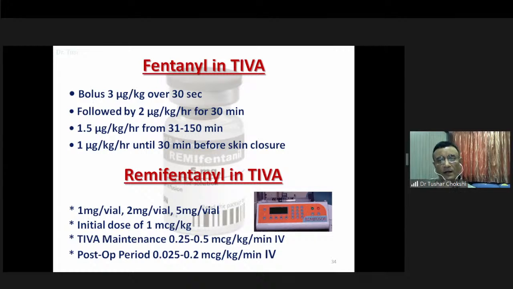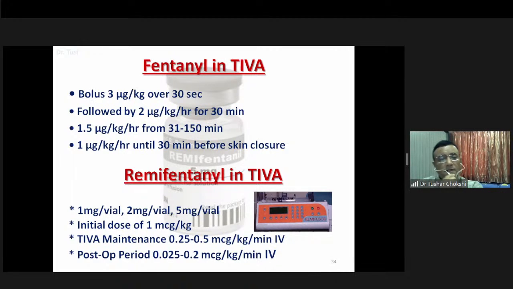I am not using fentanyl in my practice, and remifentanil is not available. Nowadays my practice is opioid-free total intravenous anesthesia, because of the last 2 years of corona practice. Fentanyl is given at 3 microgram per kilogram over 30 seconds, followed by 2 microgram, then 1.5 microgram, then 1 microgram per kilogram, which is what I was practicing.